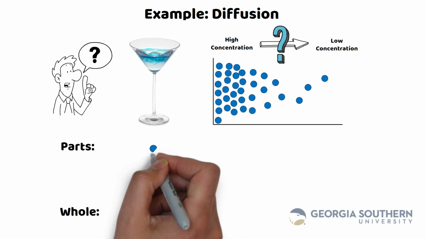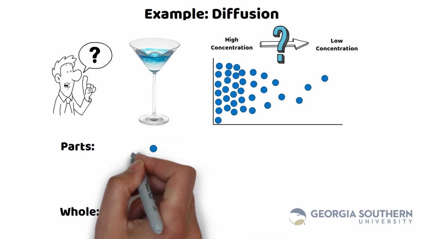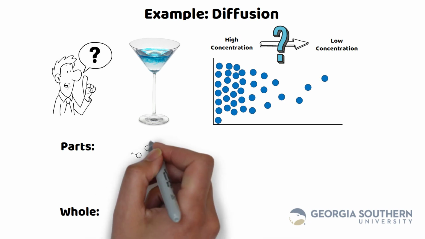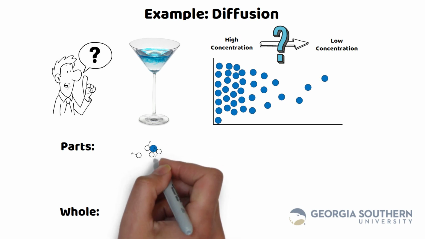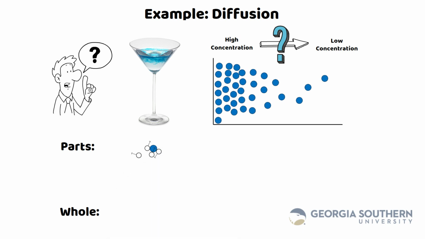The parts include water molecules and dye particles. Water molecules move in random directions. They collide with the dye particles, causing the dye particles to move randomly. The dye particles move in all directions, not just from high concentration to low concentration.